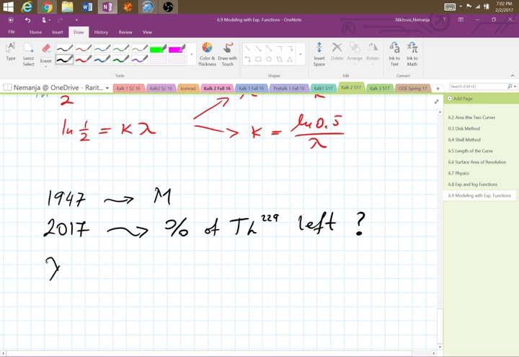Now, if you browse the internets, as they would say, you would come up with the half-life for thorium-229 of 7,340 years. Now, this means that it has to pass 7,340 years for half of the amount to go away. Then you have to wait another 7,340 years for half of the half to go away, and so on. Awesome.